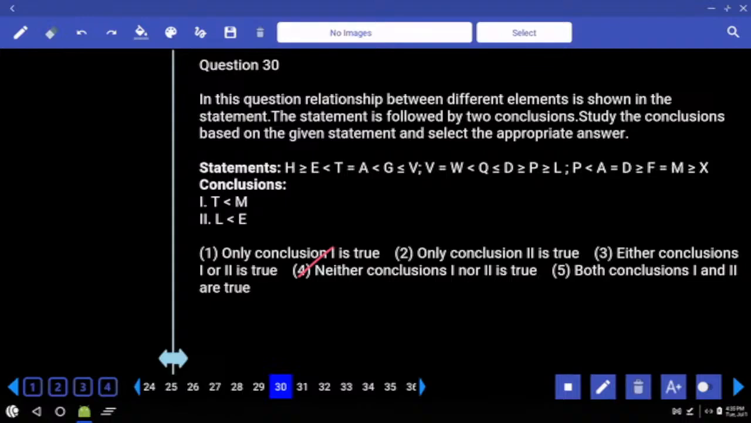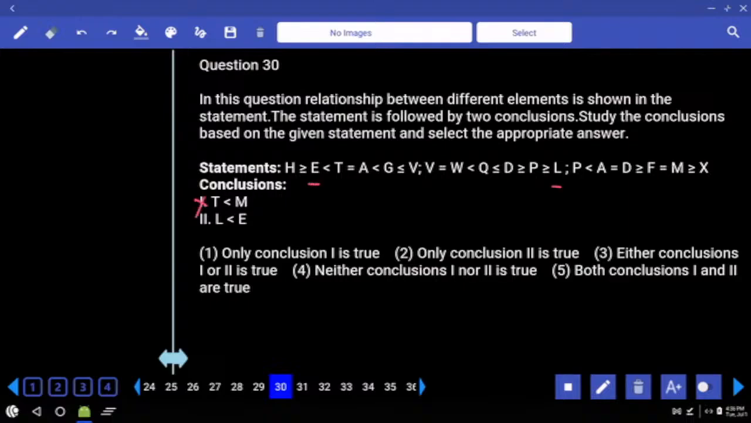Then 30th. Now 30, T and M. Now T is here and M is here. The element that is common between these two is A. T equals to A. The place of A, we can write it as T. Now between T and M. T greater than or equals to, but not lesser than. And first conclusion, false.